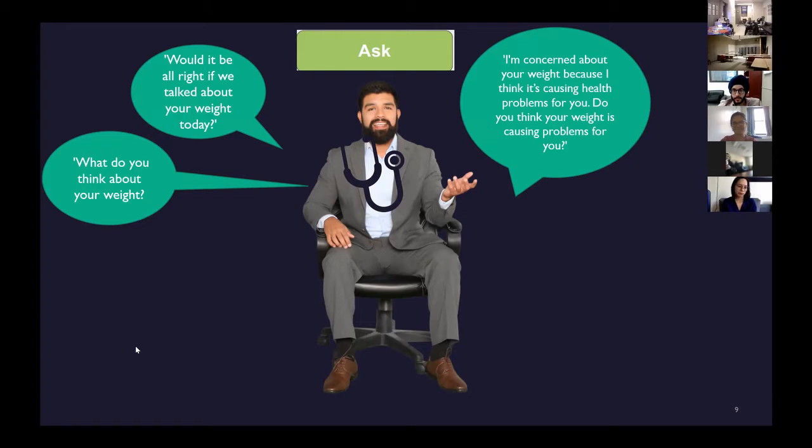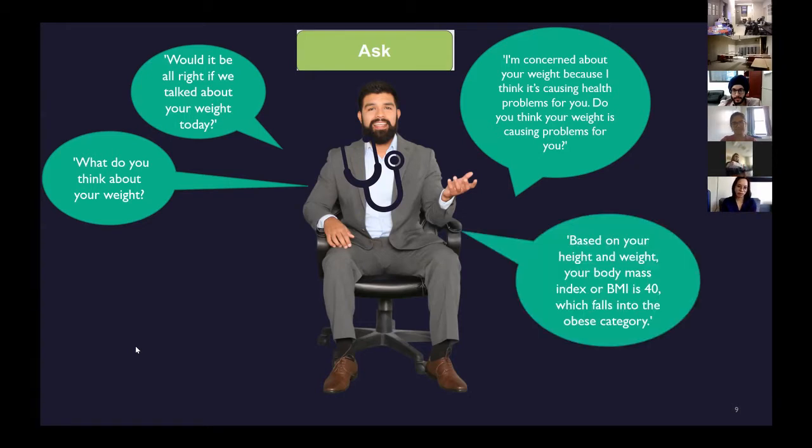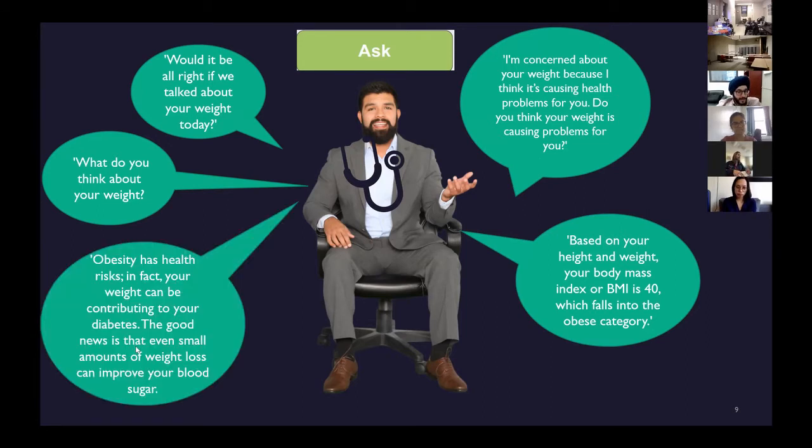What do you think about your weight? Based on your height and weight, your body mass index or BMI is 40, which falls into the obese category. Obesity has health risks. In fact, your weight can be contributing to your diabetes. The good news is that even small amounts of weight loss can improve your blood sugar. Thank you. These are just examples of opening statements that are not judgmental, that just open up the conversation. Okay. I'm going to move this over.